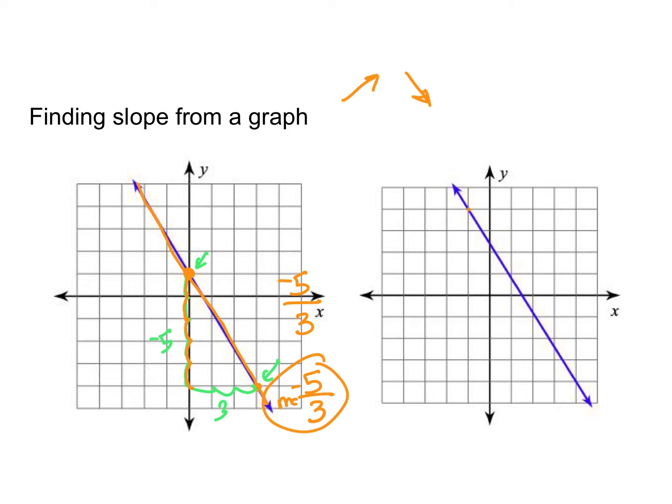Let's do it again over here. Here's a point where 2 lines cross and all the way down here. Okay, I'm counting down. 1, 2, 3, 4, 5, 6, 7, 8. So negative 8. And over 1, 2, 3, 4, 5. So I'm writing my slope as negative 8 over 5.